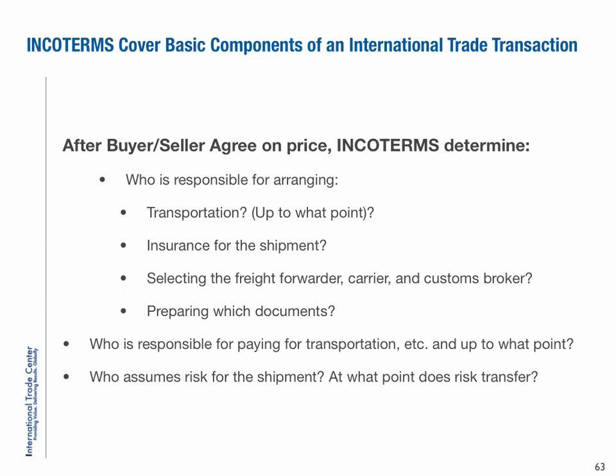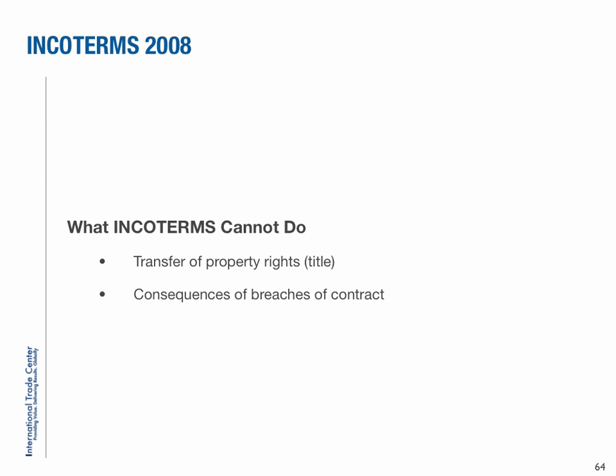Incoterms will come after you agree on price and determine who is responsible for transportation, insurance, logistics, and documents, among other things. Most importantly, it identifies responsibility and risk during each leg of the project. For all their benefits, we do stress that Incoterms cannot transfer titles of property or address consequences that result from a breach of contract.